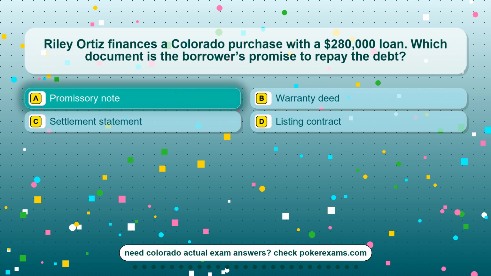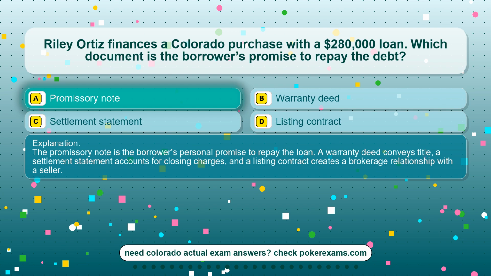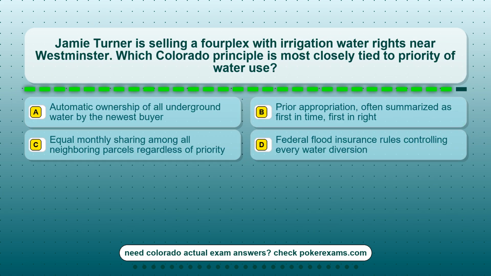The correct answer is option A. Promissory note. The promissory note is the borrower's personal promise to repay the loan. A warranty deed conveys title, a settlement statement accounts for closing charges, and a listing contract creates a brokerage relationship with a seller.